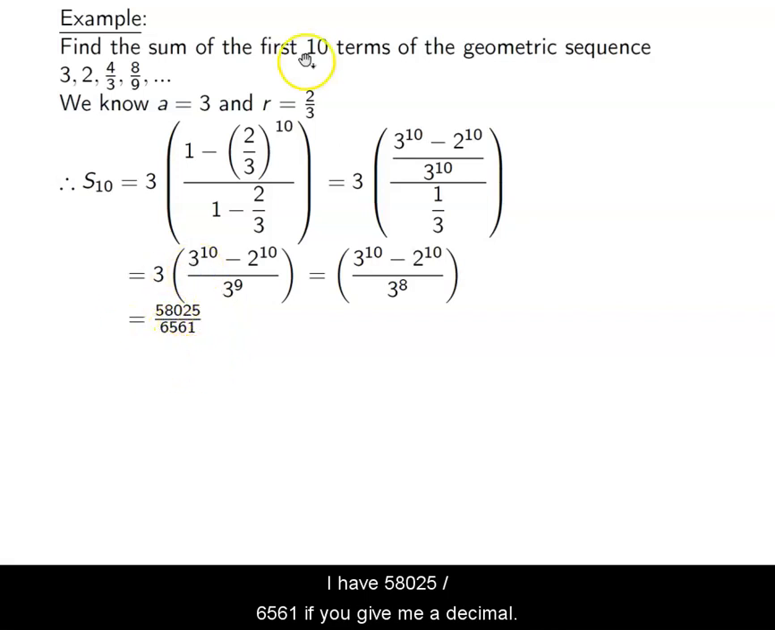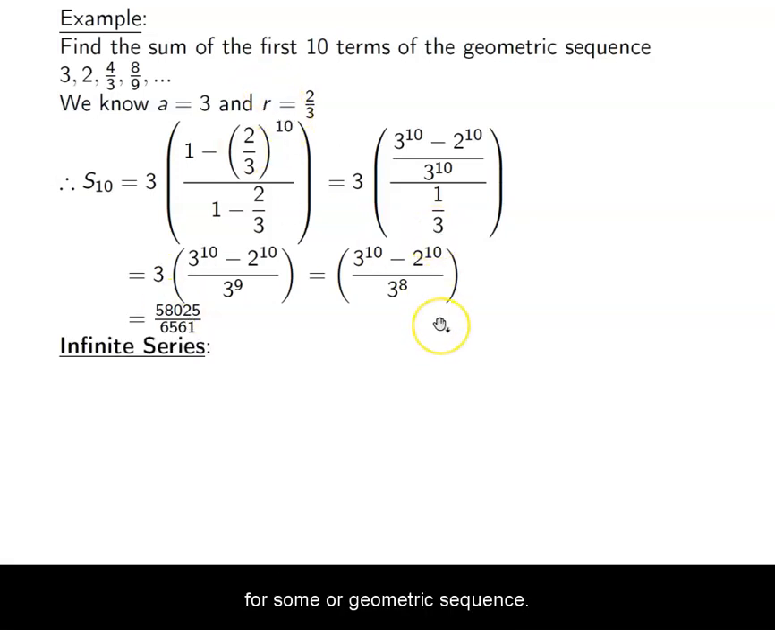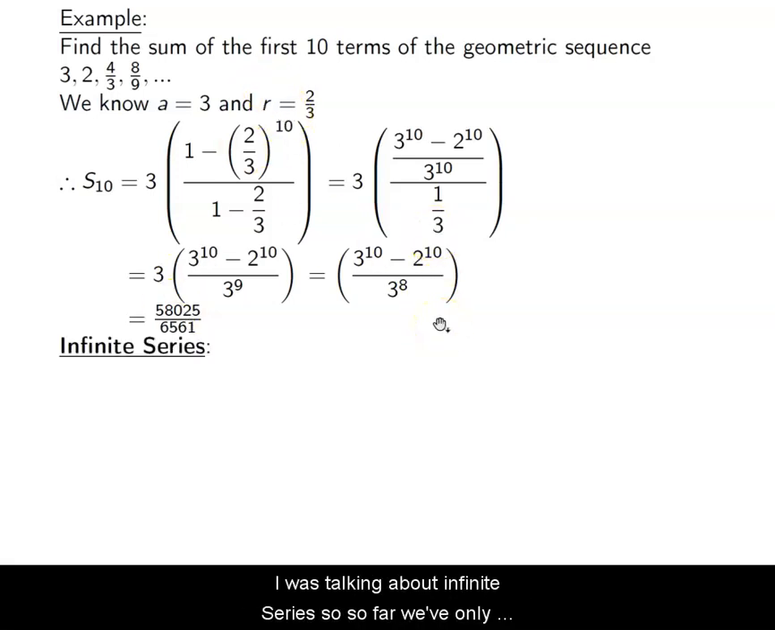If you give me a decimal value here, that's not in line with what we're doing here, right? So make sure you give me an exact value if we're asking for a sum for a geometric sequence. Okay. Now let's talk about infinite series.